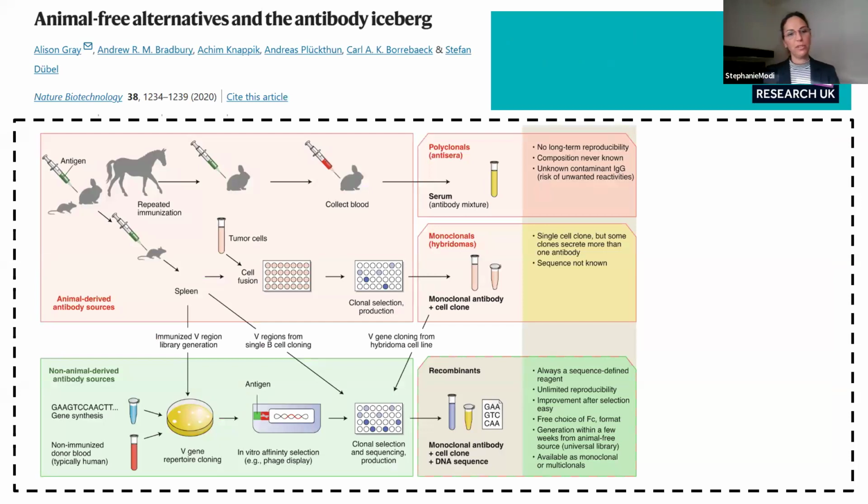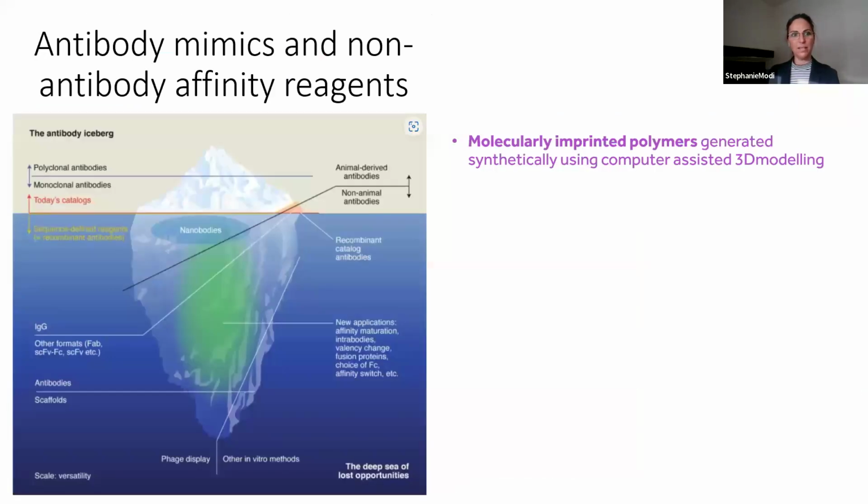I've put this reference in simply because it's a really good overview. It's in Nature Biotechnology by Alison Gray, on the different methods used to produce antibodies and the issues around them. If you're not that familiar with antibody production, it's a really good article to read: Animal-Free Alternatives and the Antibody Iceberg. She has some diagrams in there which basically summarize the production methods that I've talked you through: polyclonal, monoclonal, recombinant, and the issues around them. So I recommend that to read.